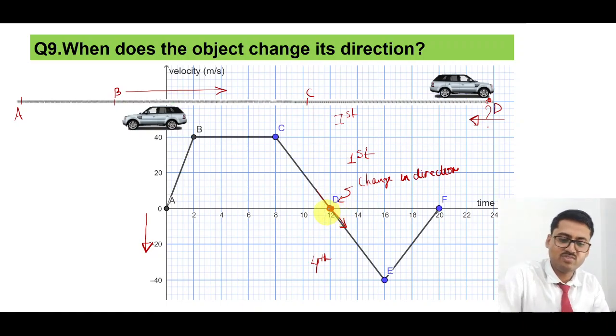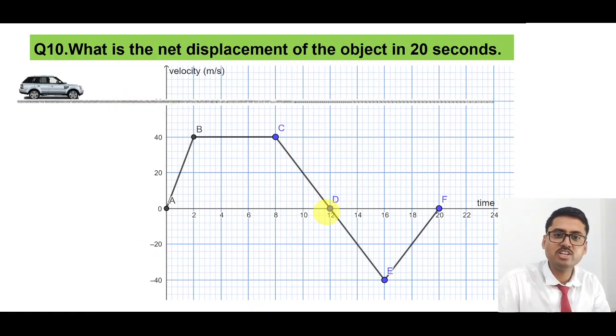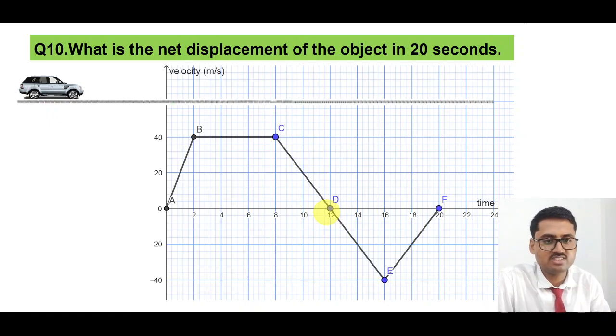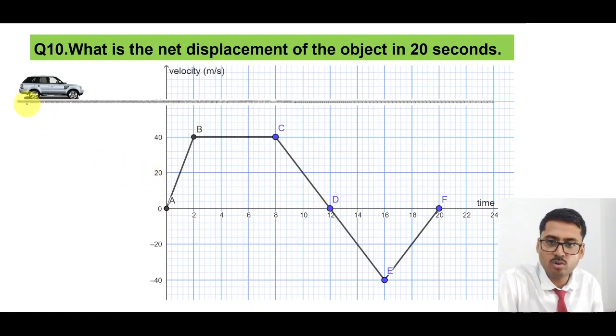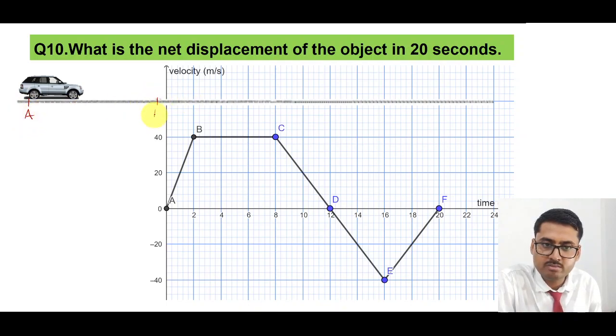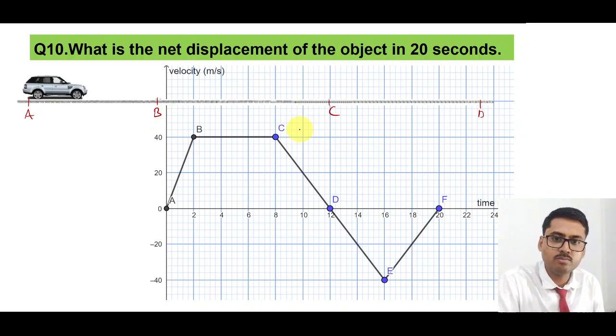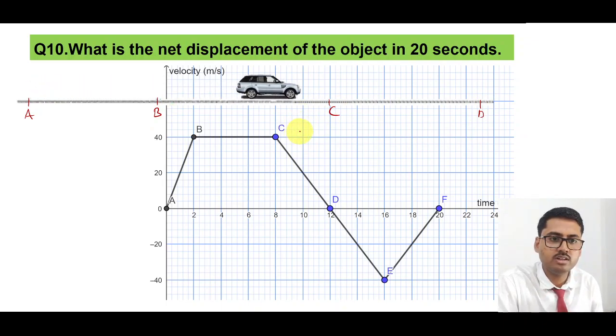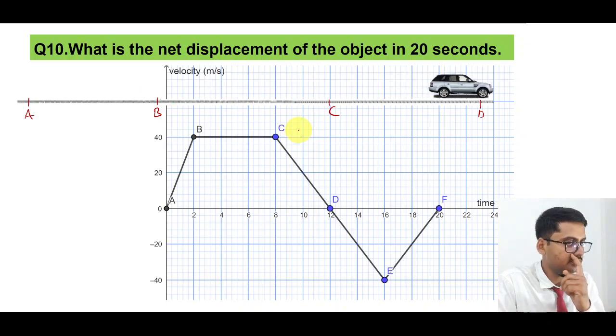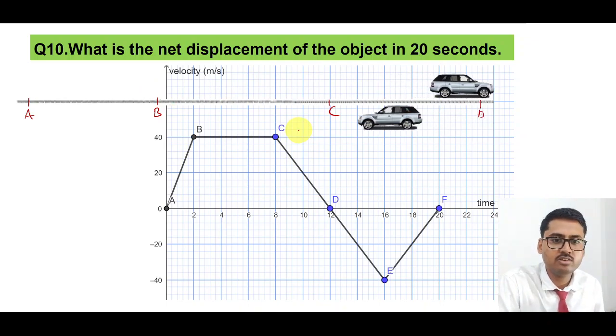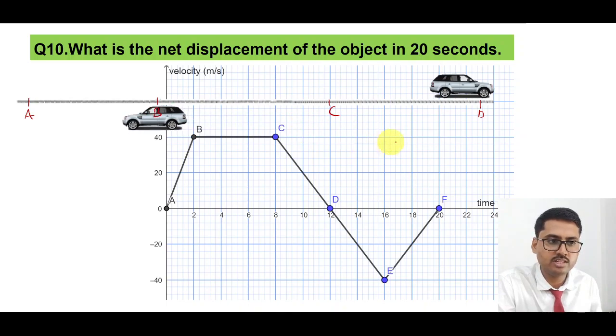Now let's get to the final question of the day. The question is, what is the net displacement of the object in 20 seconds? The object starts from here. This is point B, and C and D. So the car goes from point A to B, then C to D, and then it changes its direction and reaches some point, let's say this point is called E while coming back, and finally let this point be called F.